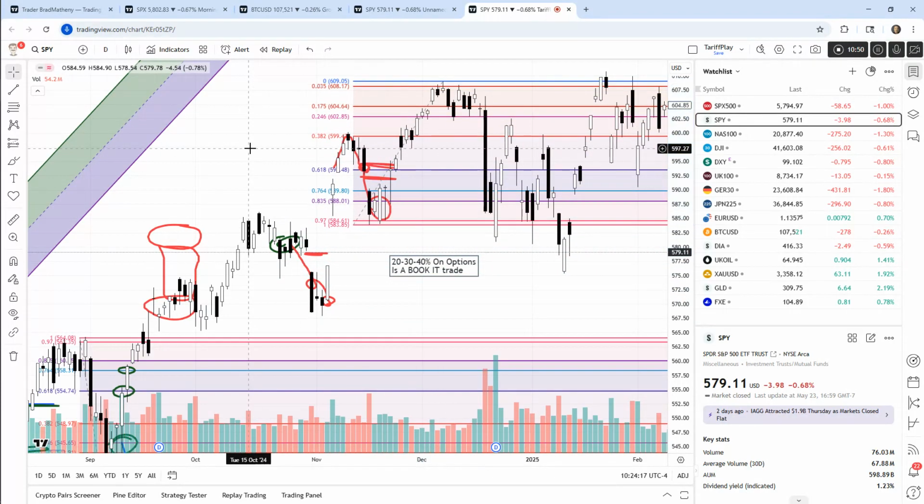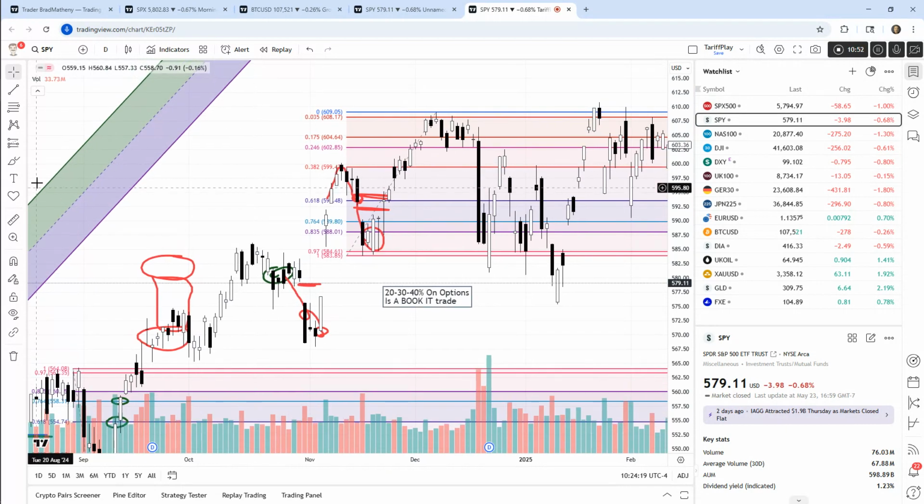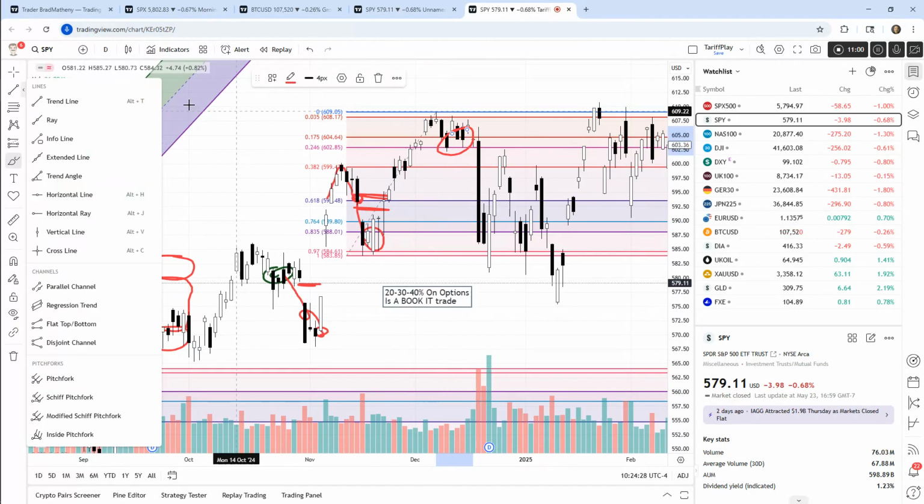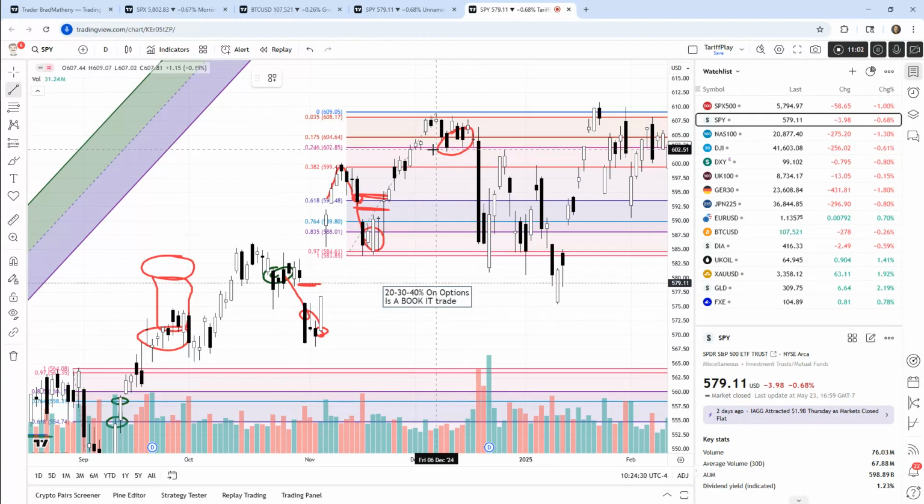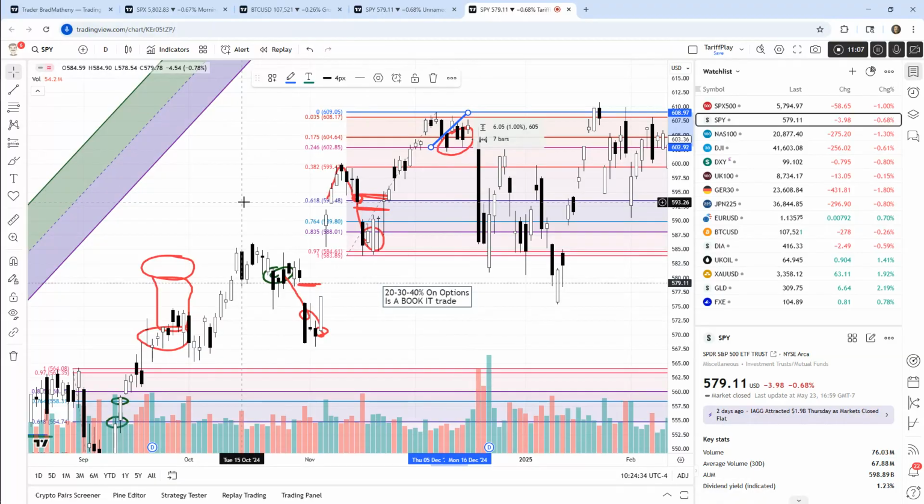And you can see that we rolled. Let me slide this down. We rolled into that rejection confirmation area right here. We have a total risk factor of roughly, let's call it from here to here, about 6 points.